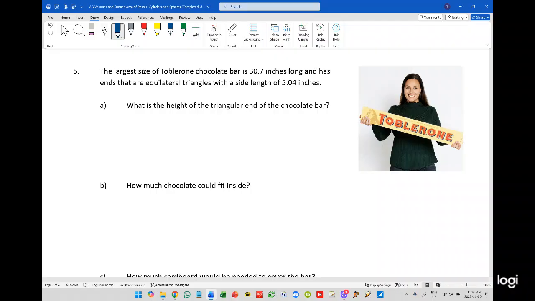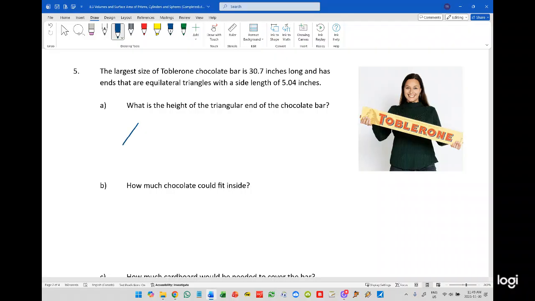So the largest Toblerone chocolate bar ever made was 30.7 inches long, and by that I mean between the two triangular ends, and has ends that are equilateral triangles with side lengths of 5.04 inches. I realize 5.04 is not a great number to work with, but this is actually real data. I actually found the real largest Toblerone bar, so we're going to use it. First thing we want to do is find the height of the triangular ends of the chocolate bar. So this is actually probably the hardest part.